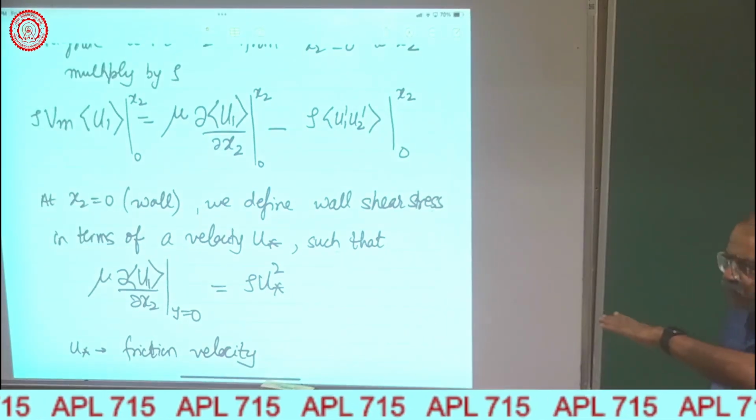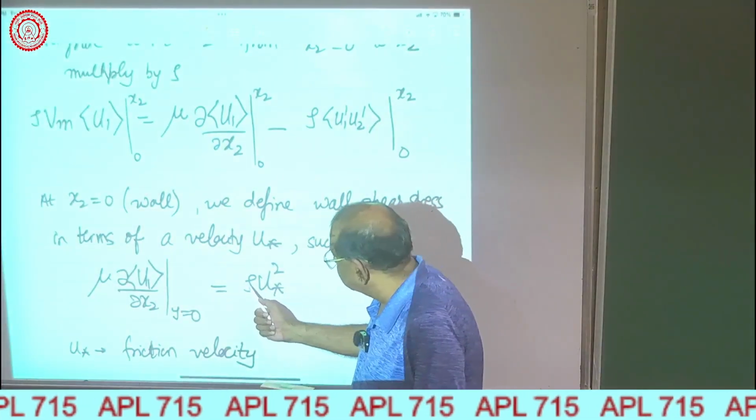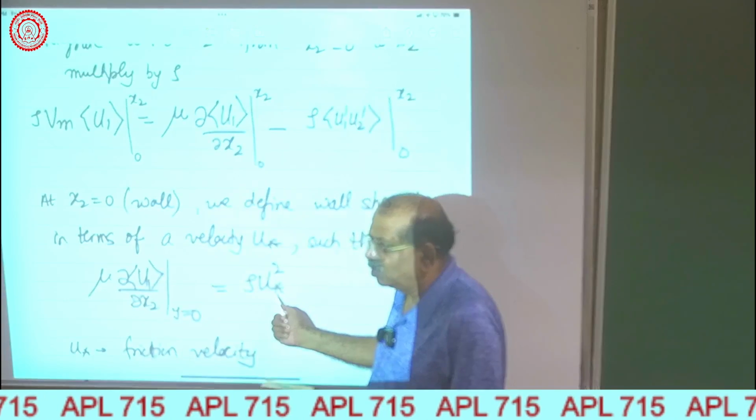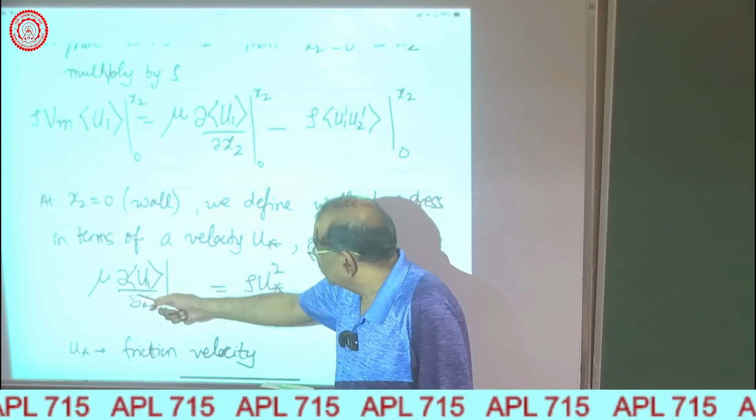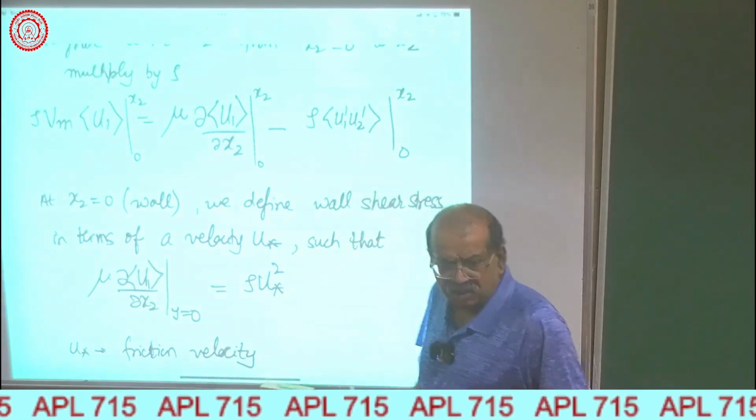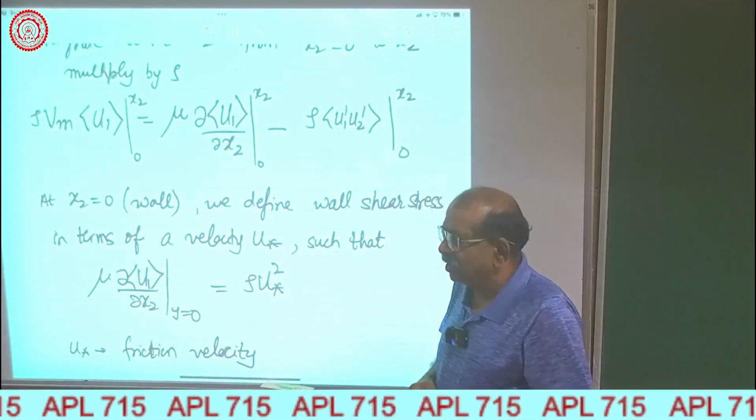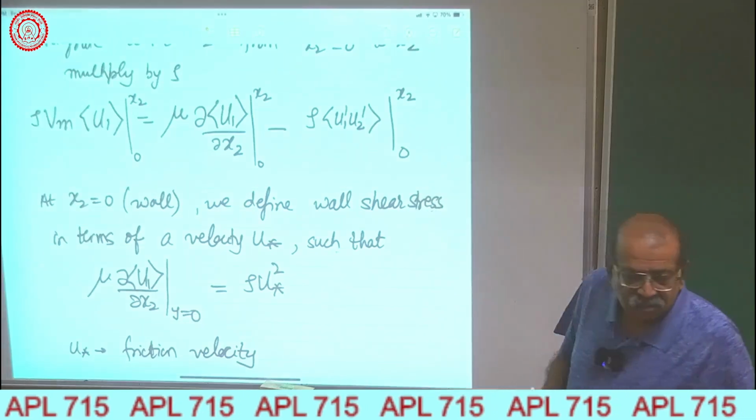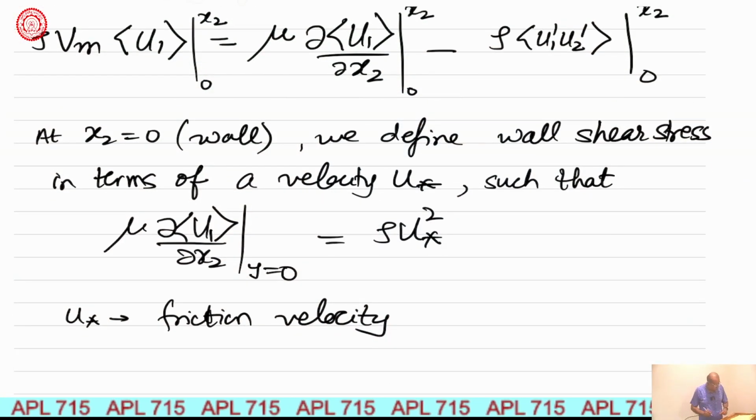It is written in terms of the shear stress at the wall, and u star is called the friction velocity. You see the dimensions: u star will have dimensions of velocity, because rho u square has the dimension of stress, pressure, which is the same as mu times du1 by dx2. So this is a standard thing which is done, that we define the shear stress at the wall as rho u star square. In some sense it gets prescribed because of the mean velocity. Okay, so this is called the friction velocity.